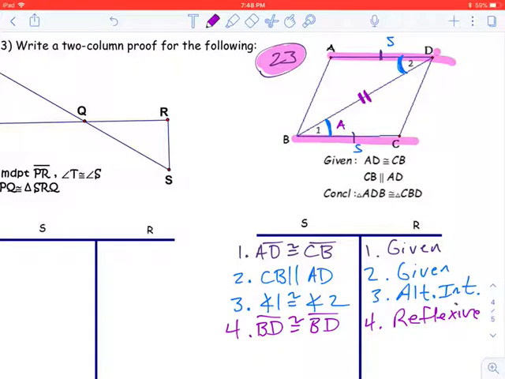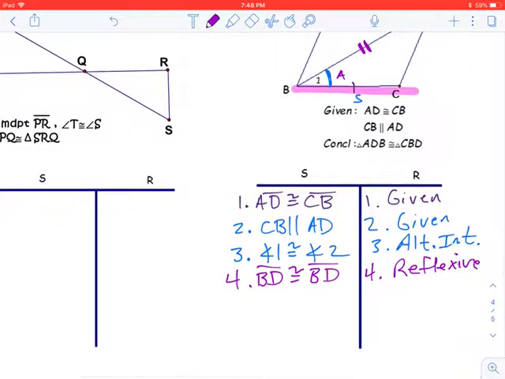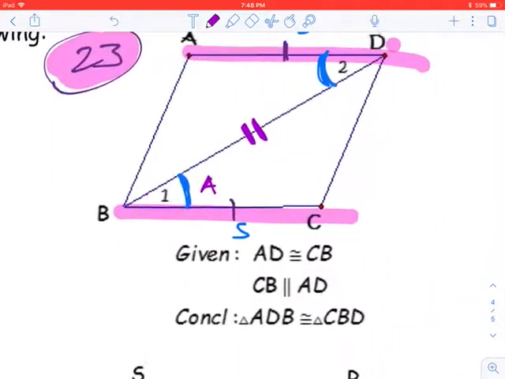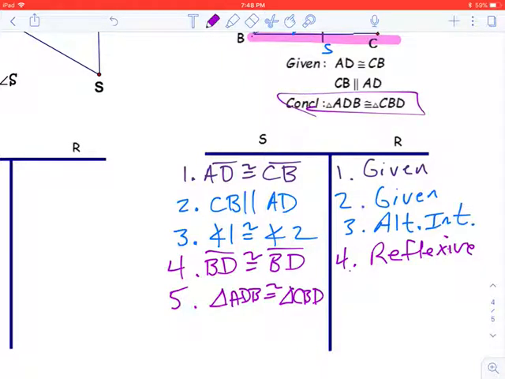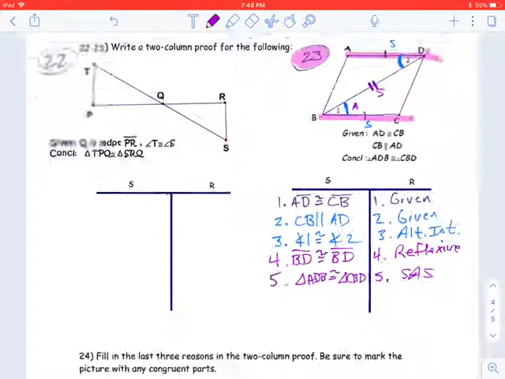Anytime something is shared or the same side on both, you can use reflexive properties. So look at our letters here. In the bottom triangle, got S, A, S. Okay, S, A, S. So I can go ahead and say triangle ADB congruent to triangle CBD. Again, I'm just looking at what we were trying to prove. And that is SAS, or side angle side.